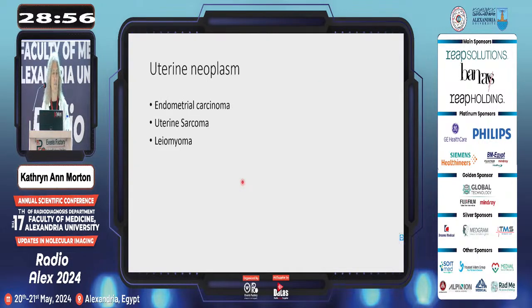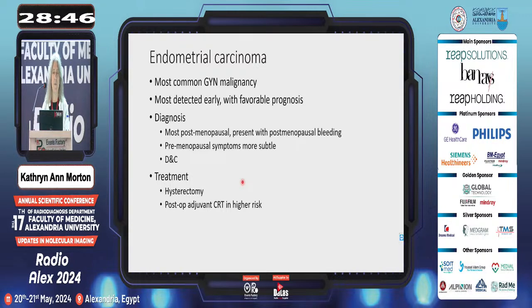Uterine neoplasms come in a number of different varieties. Some of the most common ones are endometrial carcinoma, uterine sarcoma, and leiomyomas. Endometrial carcinoma is the most common gynecologic malignancy. Most are detected early with a favorable prognosis. Patients present with abnormal bleeding. Most are postmenopausal women, so any postmenopausal woman who's bleeding ought to present to her physician for evaluation.